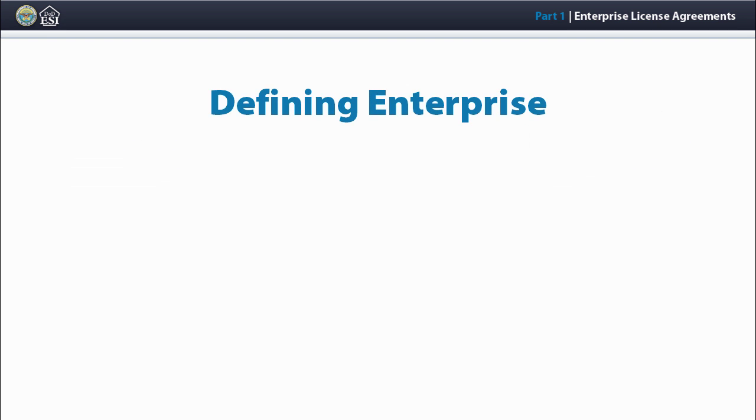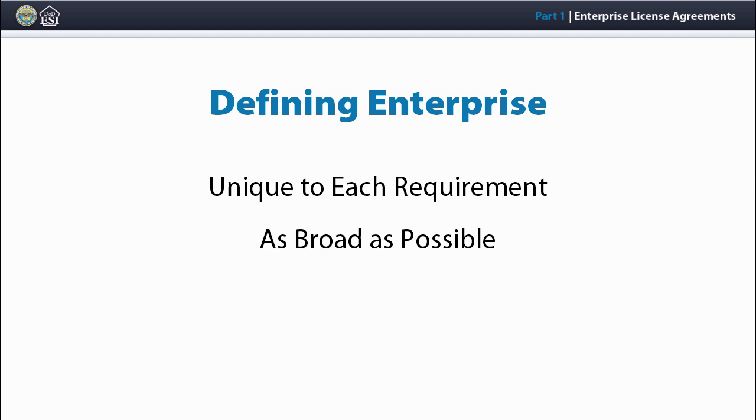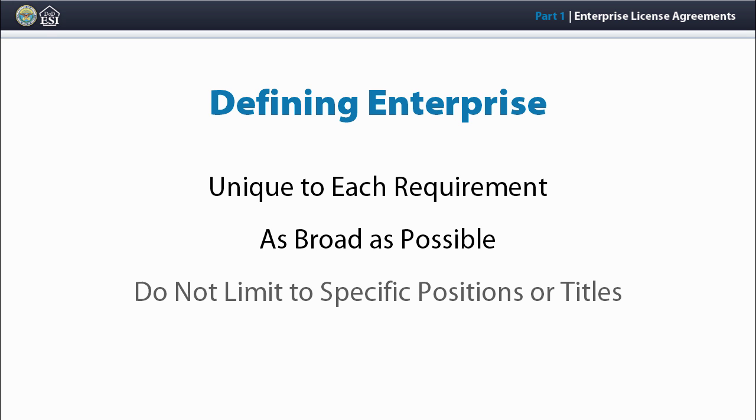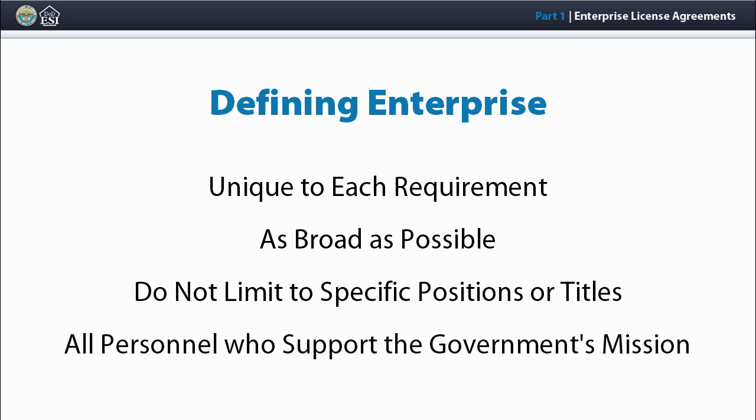The definition of the enterprise is unique to each requirement. DoD ESI recommends that the definition in your contract be as broad as possible in order to meet your mission and not restrict the use of the software across the enterprise. You should not limit the description of the enterprise to specific positions or titles. You may indicate that all personnel who support the government's mission may use the software, sometimes limited to a specified quantity of licenses that are granted, as an example.